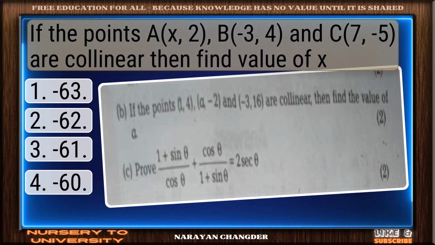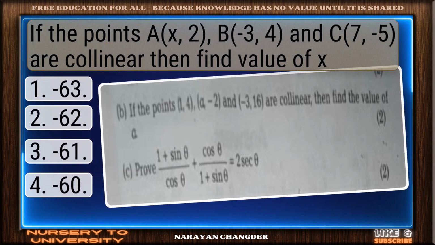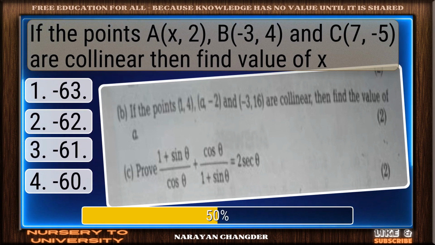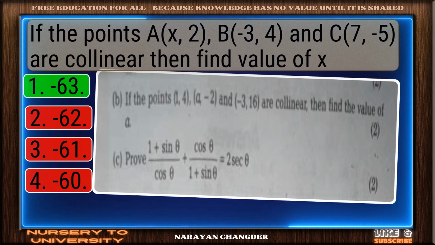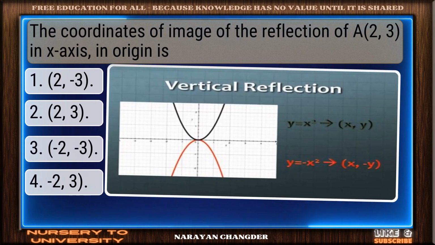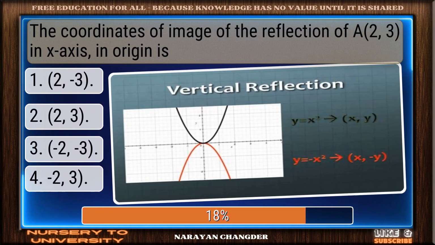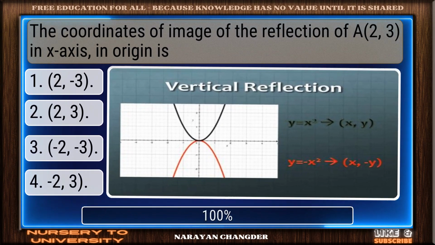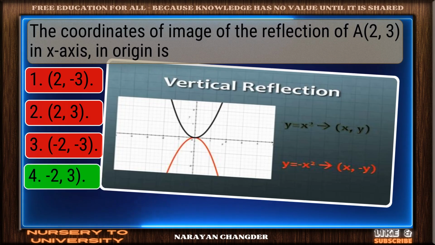Question number 69. If the points A, B and C are collinear, then find value of x. Correct response. 63 is the most accurate answer. Question number 70. The coordinates of image of the reflection of A in x-axis in origin is. Exactly. 2, 3 makes sense and it is right choice.